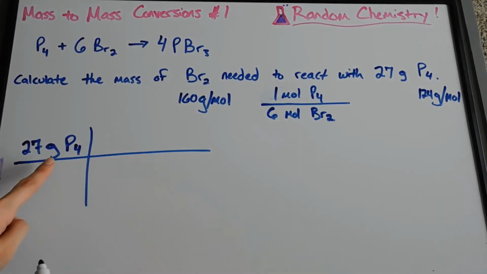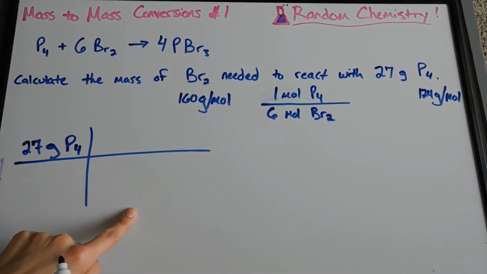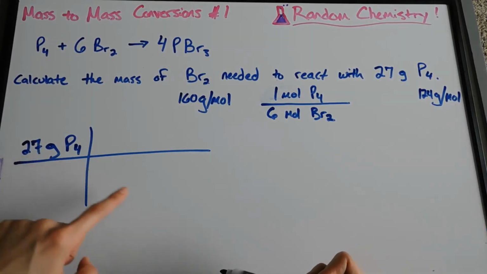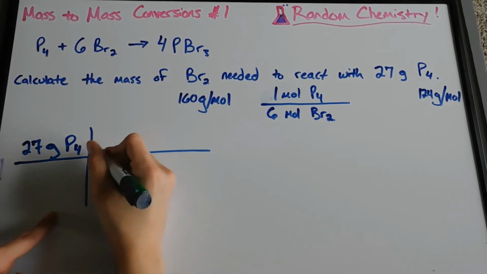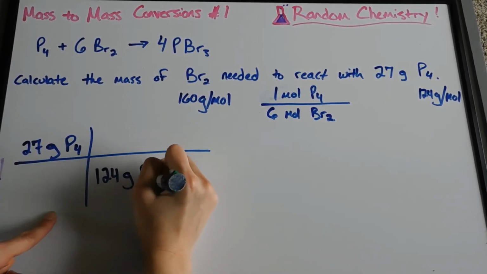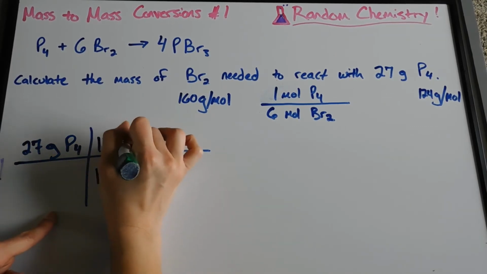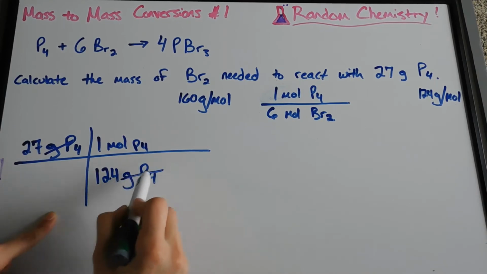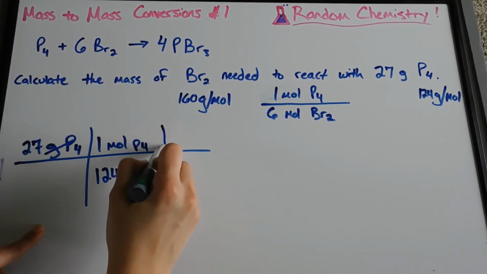So now I need to go from grams of P4 to moles of P4. And I can do that using the molar mass. So I know that there's 124 grams for every mole. If I have grams on top, I want grams to be on bottom. So 124 grams of P4 for every 1 mole of P4. So now grams of P4 cancel, and I'm left with moles of P4.